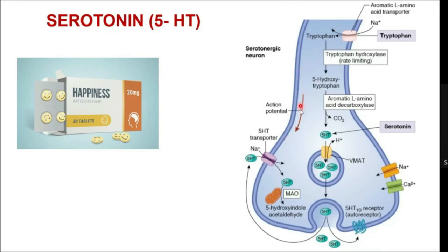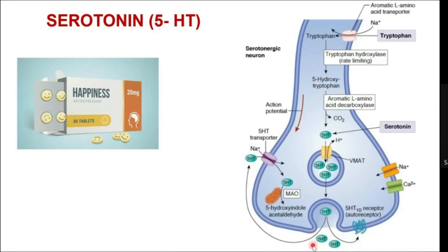Suppose an action potential has reached this neuron. What is this neuron going to do? High firing rates are going to increase calcium through the voltage gated calcium channels. Then what else is going to happen? Once calcium has increased, the synaptic vesicle is going to release the neurotransmitter into the synaptic cleft.